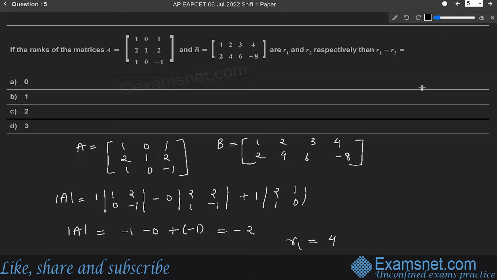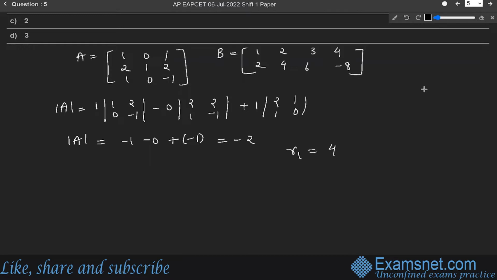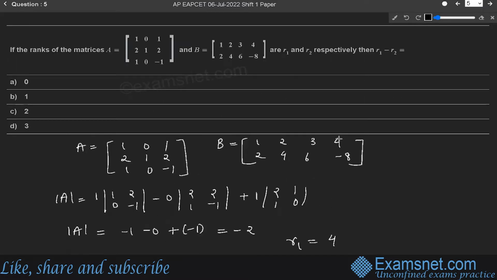I hope this is clear to you. I have already explained the concept here. Now, for matrix B, since it is a 2 cross 4 matrix, therefore its rank will be R2, which is equal to 3. Now we have R1 and R2. We have to calculate the value for R1 minus R2. So R1 minus R2 will be 4 minus 3, which gives 1. Therefore, we can say that the value for R1 minus R2 is 1. Hence, option number B is the correct option for this question.